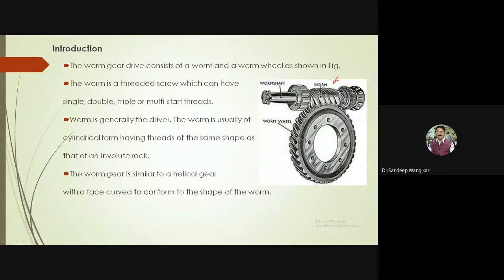The worm gear is similar to a helical gear with a face curved to conform to the shape of the worm. So it is mentioned that whatever the worm shape, it is similar to a helical gear. In the diagram, this part is called the worm and this is the worm wheel, and this pair is called worm and worm wheel.